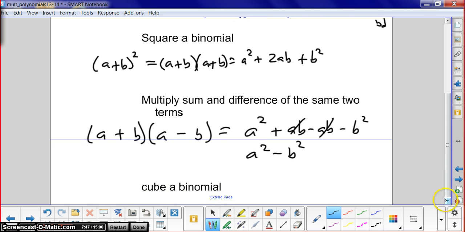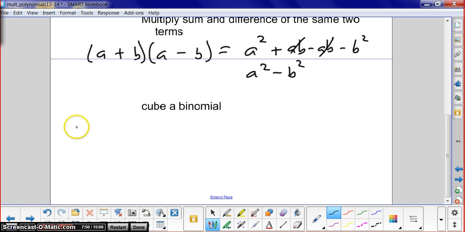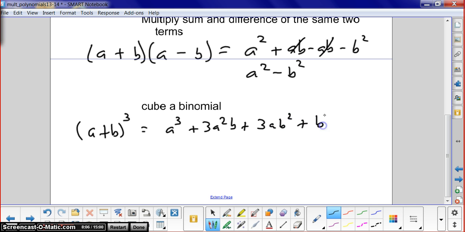And then the last thing I have is cubing a binomial. So here's a binomial. I want to cube it. So I end up with a cubed. And I'm not going to go through the whole process. I'm just going to show you what the final answer is. Plus 3a squared b plus 3ab squared plus b cubed. So that's what I get when I cube a binomial. And we'll do a lot of practicing over the next 7 minutes or so. Alright, I hope we're ready to move on.